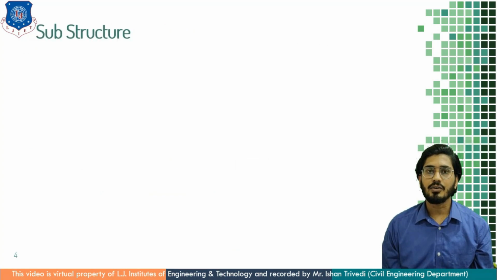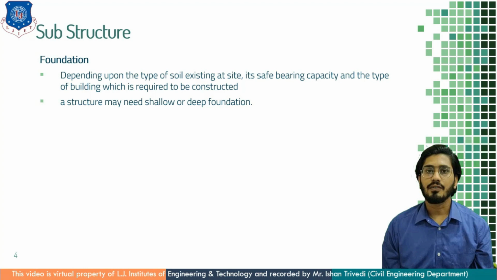Let us have a brief introduction of substructure. As I said earlier, substructure comprises the foundation. Depending upon the type of soil existing at a site, its safe bearing capacity and the type of building which is required to be constructed, a structure may need a shallow or deep foundation. A shallow foundation is one where the depth of foundation is less than 3 meters, whereas a deep foundation is one where the depth is more than 3 meters.